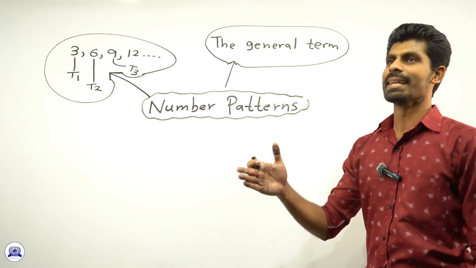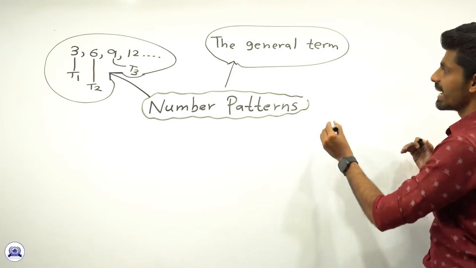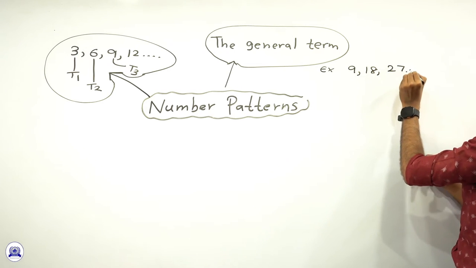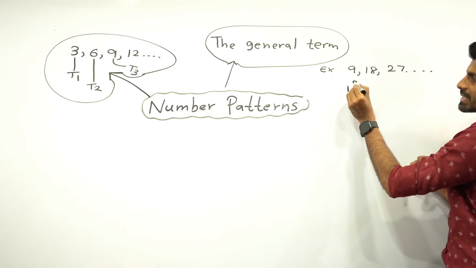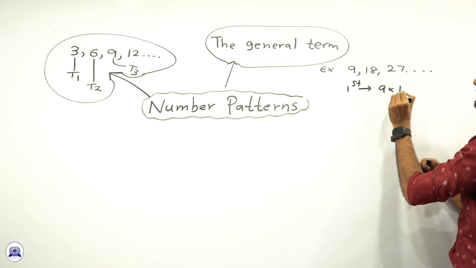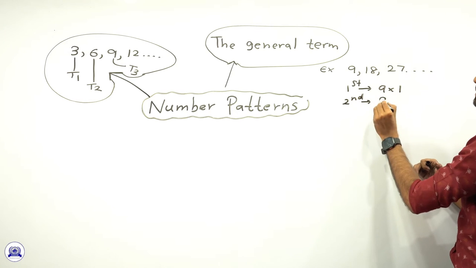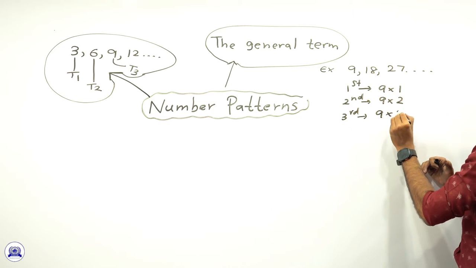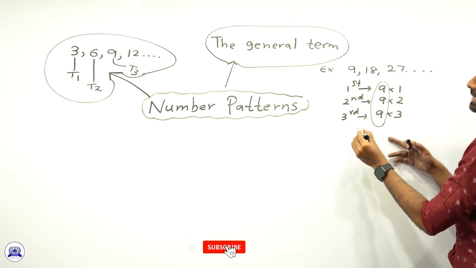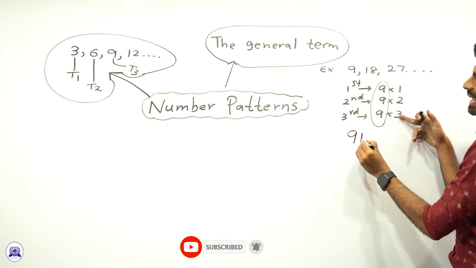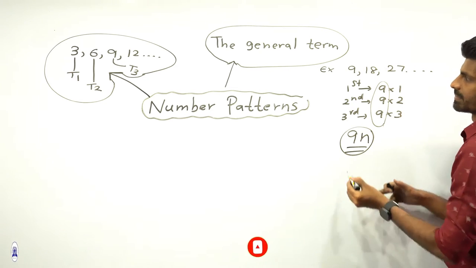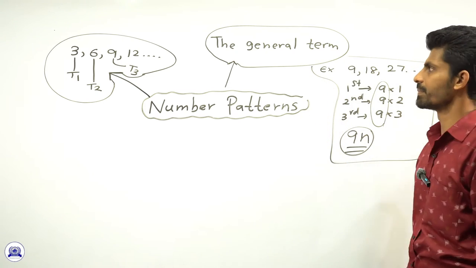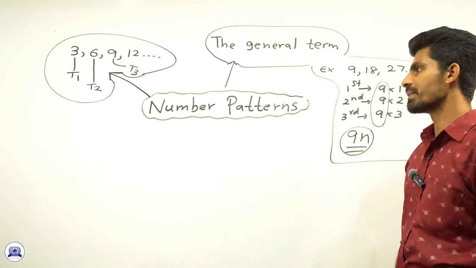Do you remember that one? As an example, 9, 18, 27, and so on. That means the first term equals 9 into 1, the second term equals 9 into 2, the third term equals 9 into 3. Likewise, you can see 9 is fixed, so 9 times n is the general term. You already learned how to implement the general term.